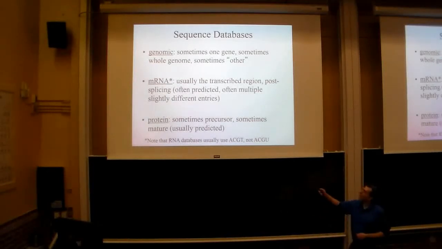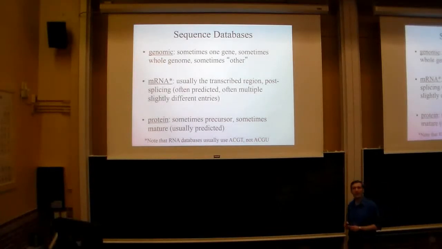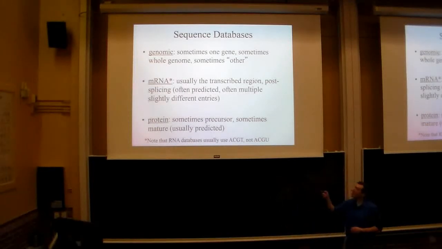So we have some databases devoted to genomic sequence. So a genomic sequence can be anything from a single gene to an entire genome, sometimes a collection of genomes. And we'll be looking at databases where we have pages or entries within this database devoted to these different scales of genomic information. Likewise, there is mRNA.